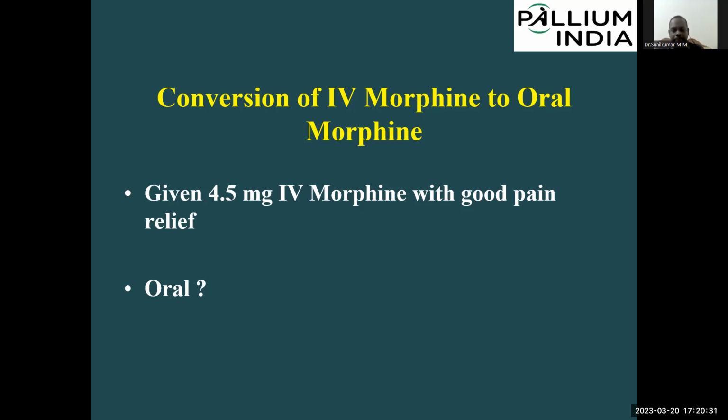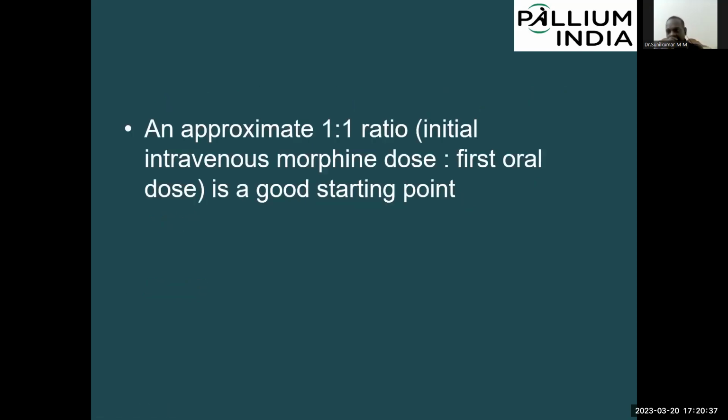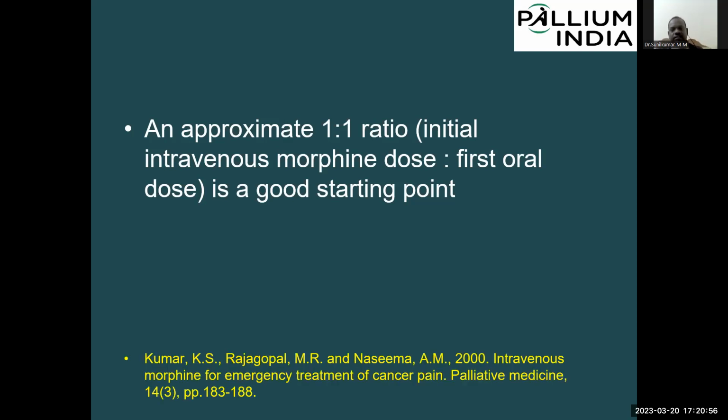So the recommendation is to convert it in a 1:1 ratio. What is the intravenous morphine you have given? You can directly convert it into the oral dose, 1:1. So 4.5 milligram means it is 4.5 milligram. So this is the reference.